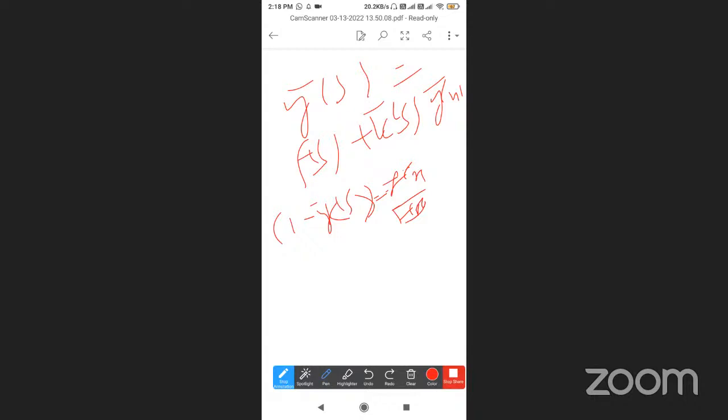Clearly, y bar of s is equal to f bar of s by 1 minus k bar of s. So this is the formula: f bar of s by 1 minus k bar of s. So in the Laplace transform, we apply it on both sides and simplify.